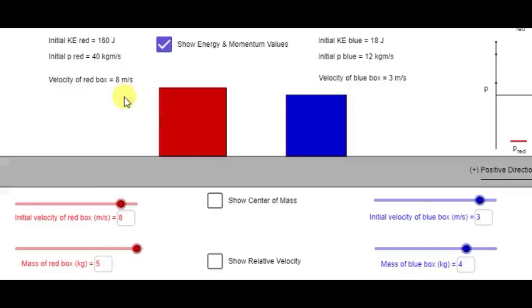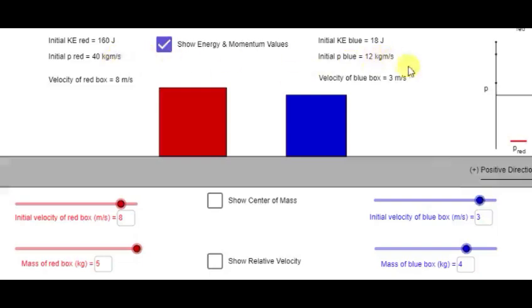Now, the law of conservation of momentum: we said that the momentum before collision is always equal to the total momentum after collision. Now we see these two bodies before they collide. The momentum for red is 5 times 8, which is 40. That is what we call the initial momentum. 5 times 8, 40 kilogram meter per second. Whereas for blue, it is 4 times 3, which is 12 kilogram meter per second.